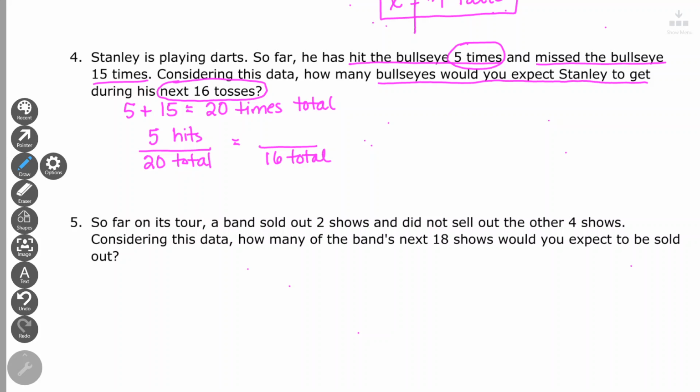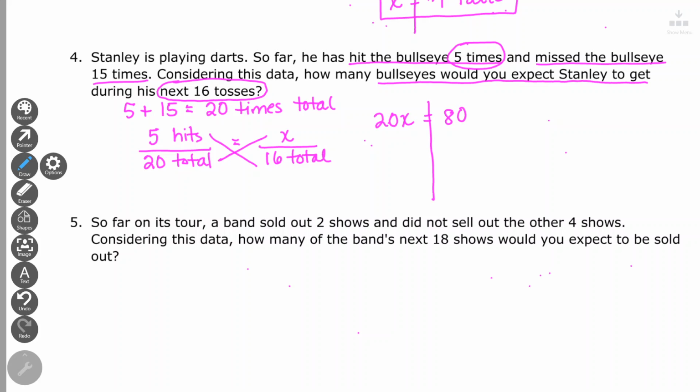Okay, and how many times is he going to hit the bullseye? We don't know, so we're going to put a variable in that place, which is x. So now that we have hits over total in the first fraction and hits over total in the second, we can cross multiply. 20 times x is 20x, and 5 times 16. You can use your calculator. 5 times 16 is 80.